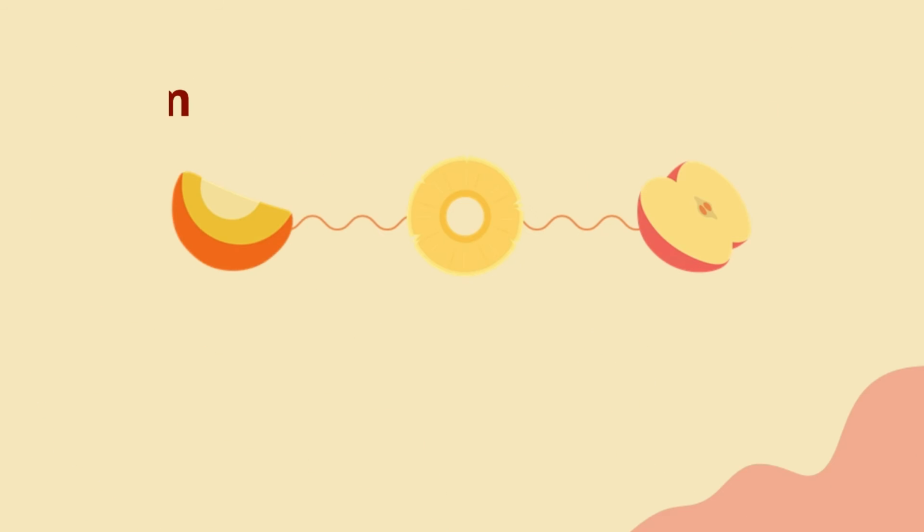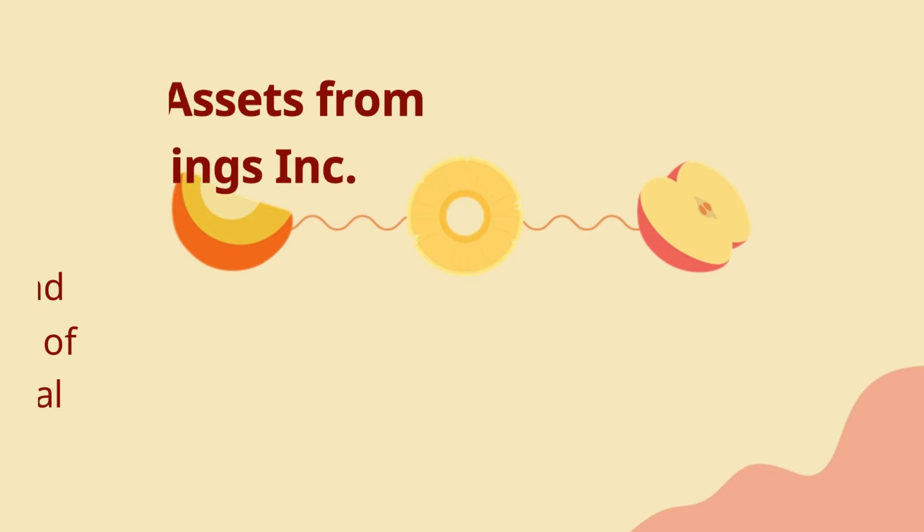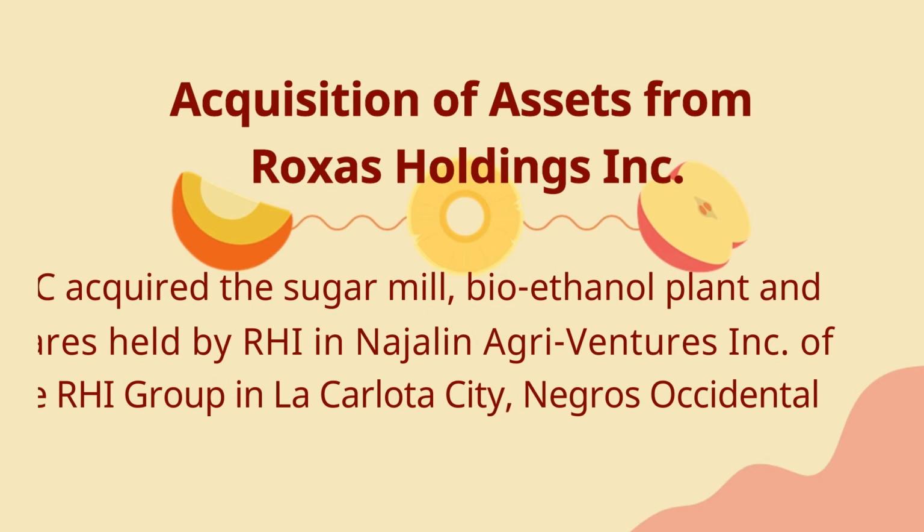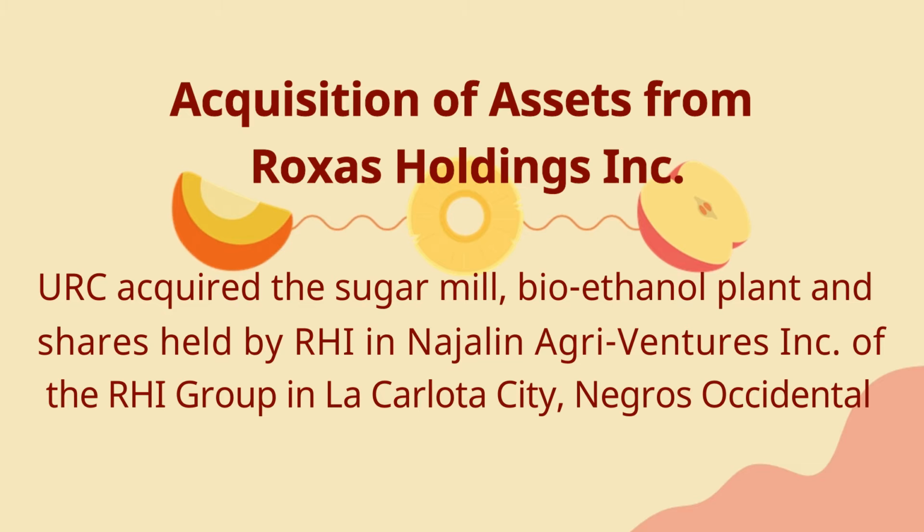Step 4. Look for unusual transactions and events. For the year 2020, URC acquired assets from Rojas Holdings Incorporated. URC acquired the sugar mill, bioethanol plant, and shares held by RHI in Nahalin Agri-Ventures Incorporated of the RHI Group in La Carlota City, Negros Oriental.